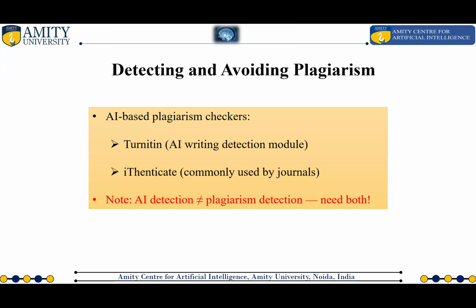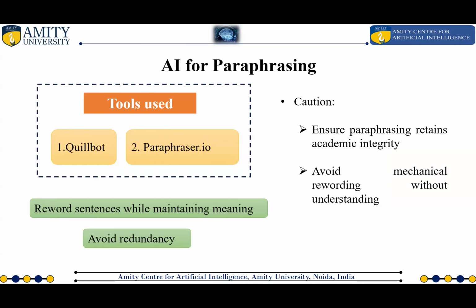But here what I want to emphasize is that AI detection is not equal to flag detection. So we need to work on both areas. We need not use AI-generated text, and we need not extract text as it is from some source and just copy-paste it into our work. That also comes under a flag. So we need to work on both if we are writing in academics.